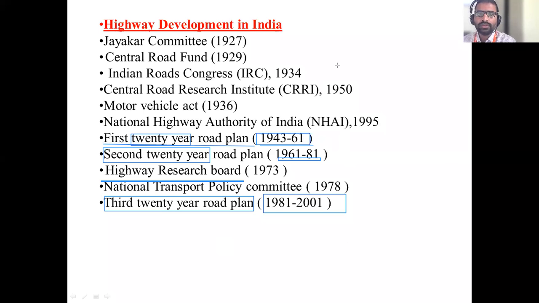Okay, all of you write down, highway development in India. Are you writing? Yes, sir. Okay, highway development in India. First one, Jaker Committee, 1927.